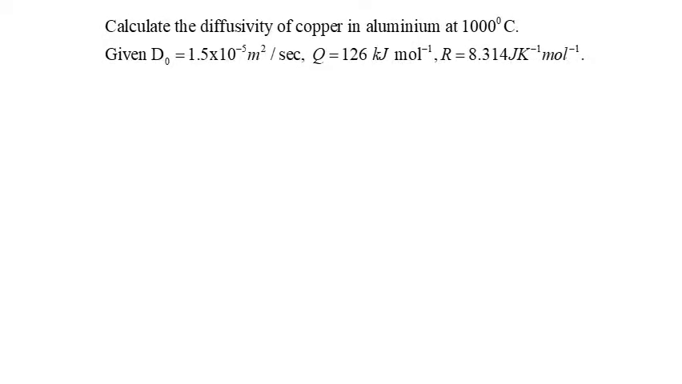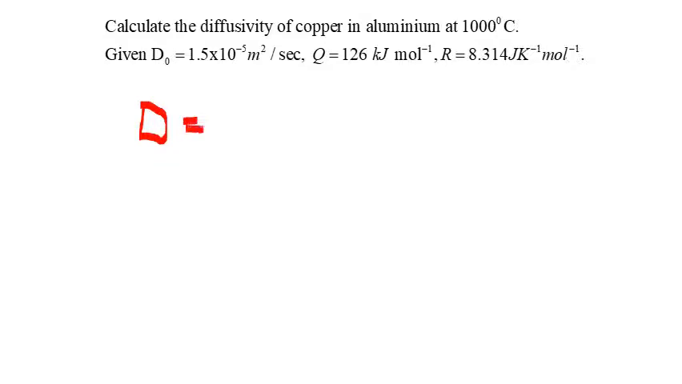We'll take up a few numericals based on Fick's first law and second law one by one. Let's take a simple numerical where they may ask: calculate the diffusivity of copper in aluminium at 1000 degrees Celsius. Given D naught, the diffusivity constant, is 1.5 × 10^-5 m²/s, activation energy Q is 126, and R is 8.314. They have asked us to calculate D.